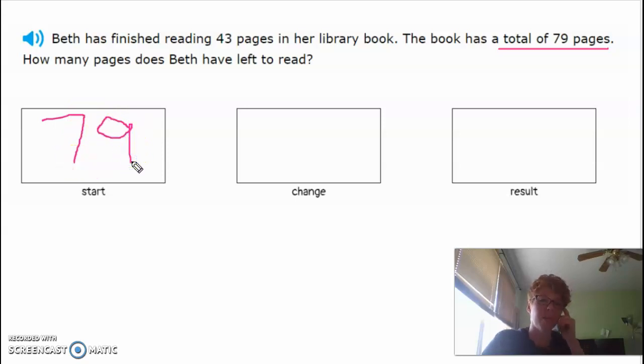Now, how did that amount of pages change? What happened? Did Beth rip the pages out of the book? Did she pour hot cocoa on top of them? No, she read them.